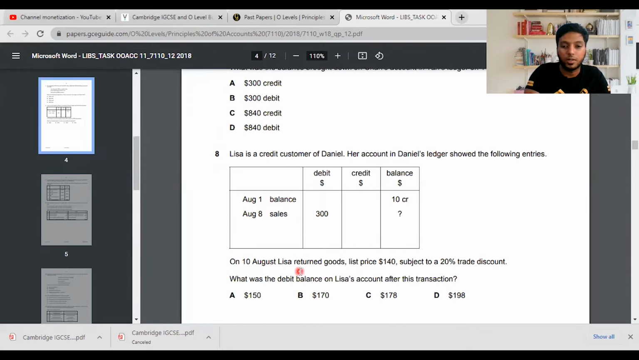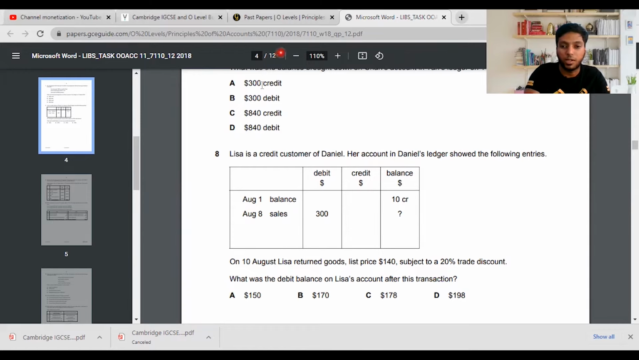Here you can see on 10th August, Lisa returned goods, list price 140, subject to a 20% trade discount. What was the debit balance on Lisa's account after these transactions? They're asking what happened in Lisa's account. So you need to understand who is Daniel. First of all, Daniel is a credit customer, so this is a debtor's account which they have given here. So now we need to find out the actual final balance of this transaction, after giving the trade discount, after the goods have been returned, what amount the statement will be showing under the account of Lisa.